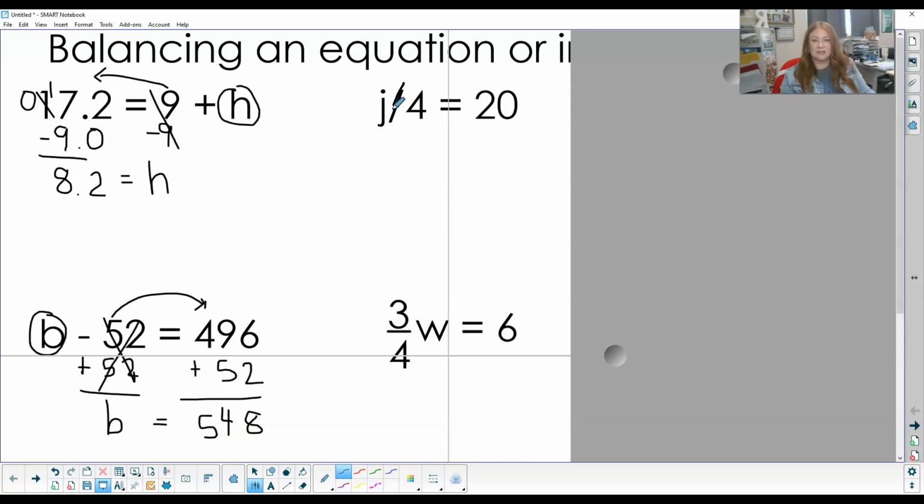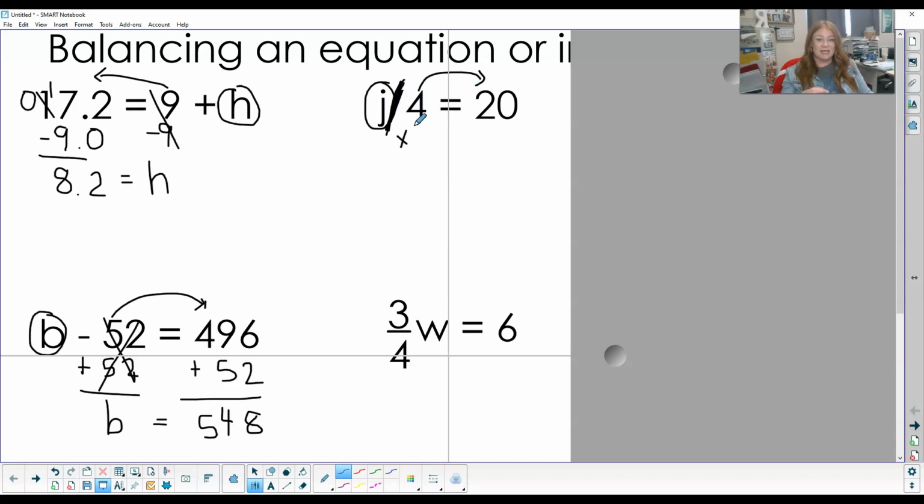Okay, so here we have a divide symbol, j divided by 4. So lots of us just see 4 and 20. We're like, oh, 5, right? We just connect those together. That's great fact family, but 5 divided by 4 is not 20. We need to do the opposite. So here's j. I need to move 4 to the other side. I need to undo this.